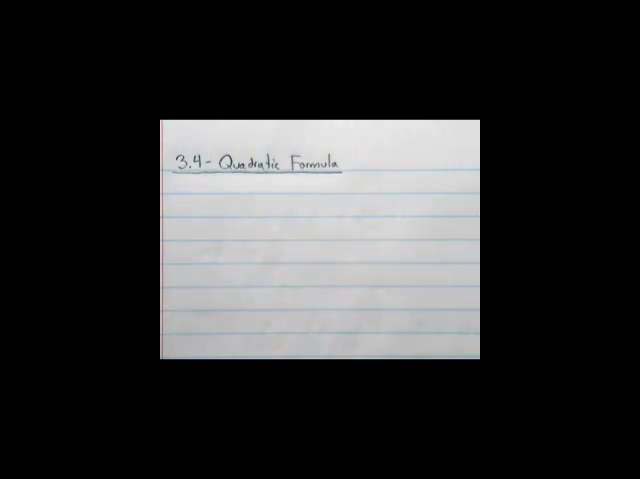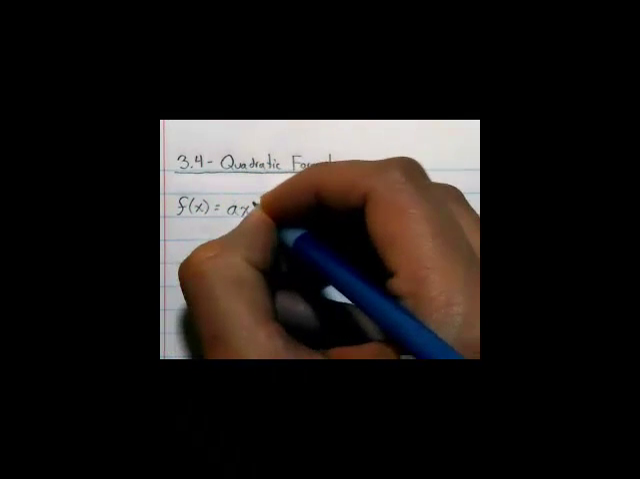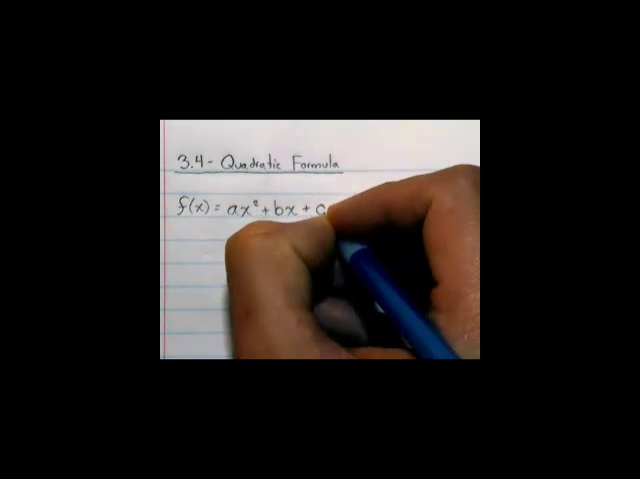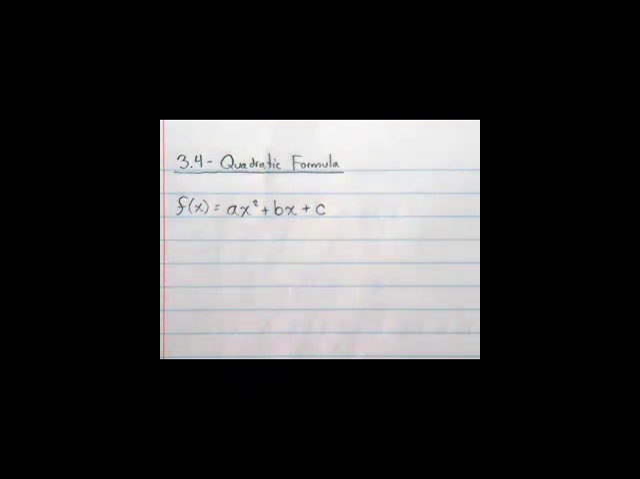Now this one, it only works if the quadratic is in a certain form. It has to be in standard form. Okay? So if the quadratic is given to you in a different form, maybe you don't want to use this then. But if you have a quadratic that looks like this, ax squared plus bx plus c, i.e. standard form, then the quadratic formula will work for you.